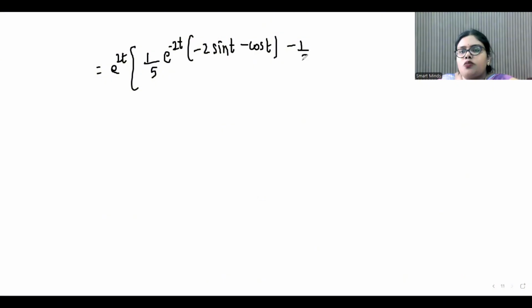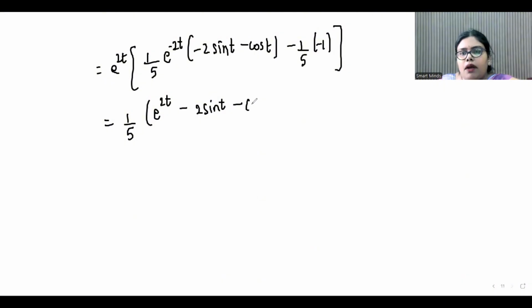Now if you apply the limits, that is e power 2t into 1 by 5 [e power minus 2t into (minus 2 sine t minus cos t) minus 1 by 5 into minus 1]. That is equal to 1 by 5 into (e power 2t minus 2 sine t minus cos t). This is the final answer.